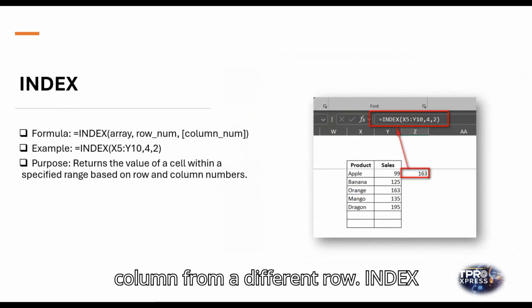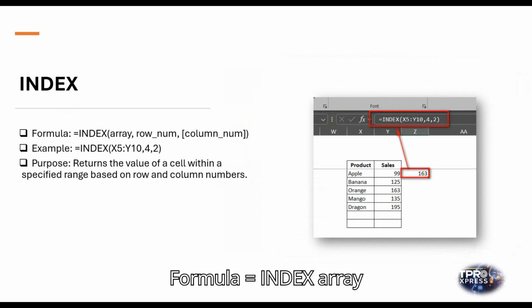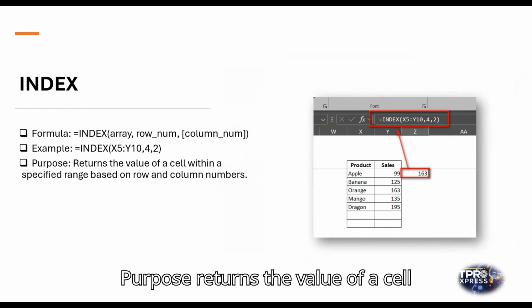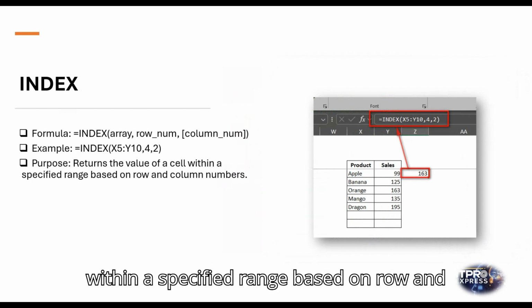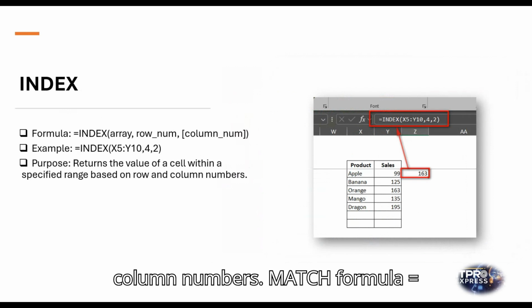from a different row. INDEX. Formula: =INDEX(array, row_number, column_number). Example: =INDEX(X5:Y10, 4, 2). Purpose: returns the value of a cell within a specified range based on row and column numbers.